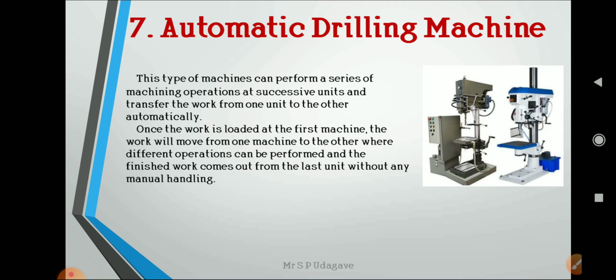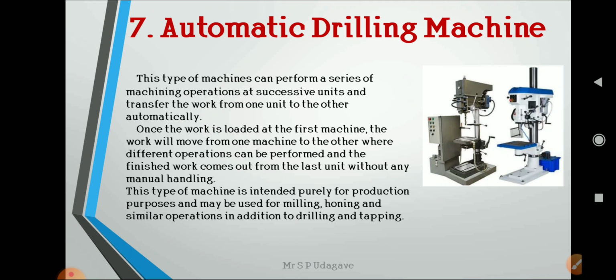Once the work is loaded at the first machine, the work will move from one machine to another, where different operations can be performed, and the finished work comes out from the last unit without any manual handling. This type of machine is intended purely for production purposes, and may be used for milling, honing and similar operations, in addition to the drilling and tapping operations.